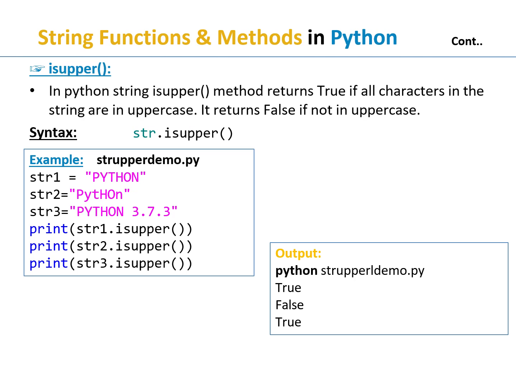The final method in string is isupper. In Python, the string isupper method returns True if all characters in the string are uppercase, and False if not. So the syntax is str.isupper(). The example of uppercase uses str1, str2, and str3, which contain some strings. If the condition is satisfied, it will return True as output. If the condition is not satisfied, it will return False.